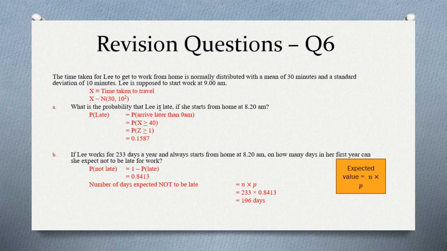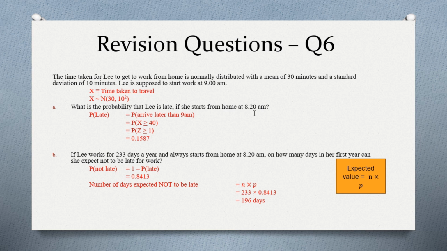Question 6, this is quite simple. This is originally a normal distribution question with your mean of 30, standard deviation of 10. What is the probability that Lee is late? How to know that she will be late? Lee is supposed to be at work at 9. Okay? So if supposed to be at work at 9, that means she arrives later than 9. She has left home at 8:20. Meaning, 8:20 she leaves. Okay, she's supposed to get to work at 9, meaning that's 40 minutes. Meaning what happens? It took her more than 40 minutes, correct?